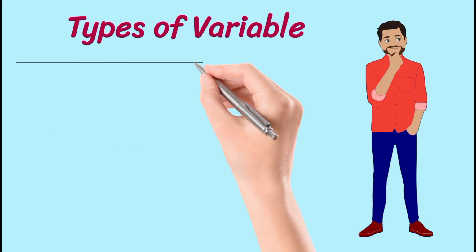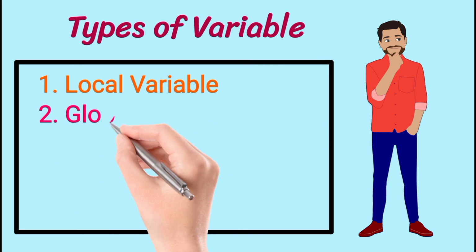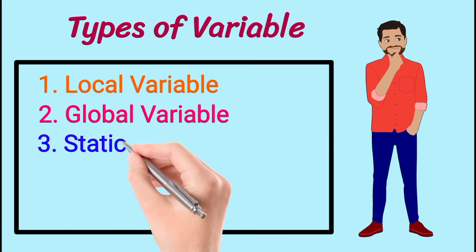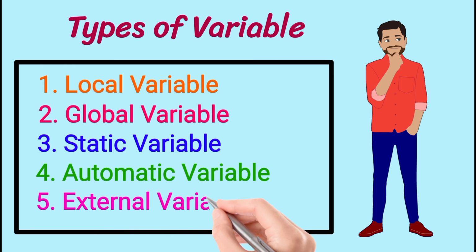So there are 5 types of variables in C language. They are local variable, global variable, static variable, automatic variable, and external variable. So now let's discuss them one by one.